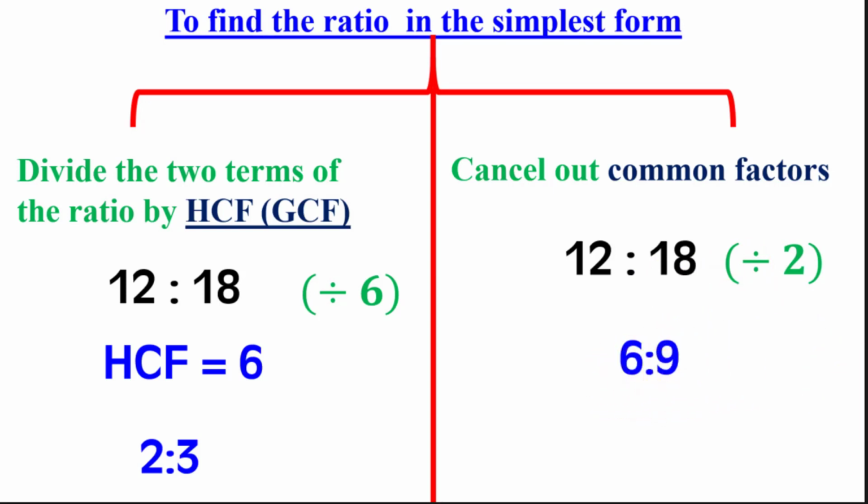We have here a common factor. 6 and 9 are divisible by what? They are divisible by 3. So 6 divided by 3 will be 2, and 9 divided by 3 will be 3. So the ratio between 12 and 18 is 2:3. You can simplify in one step, just find the highest common factor. If you can't, just cancel out the common factors between the two terms of the ratio.